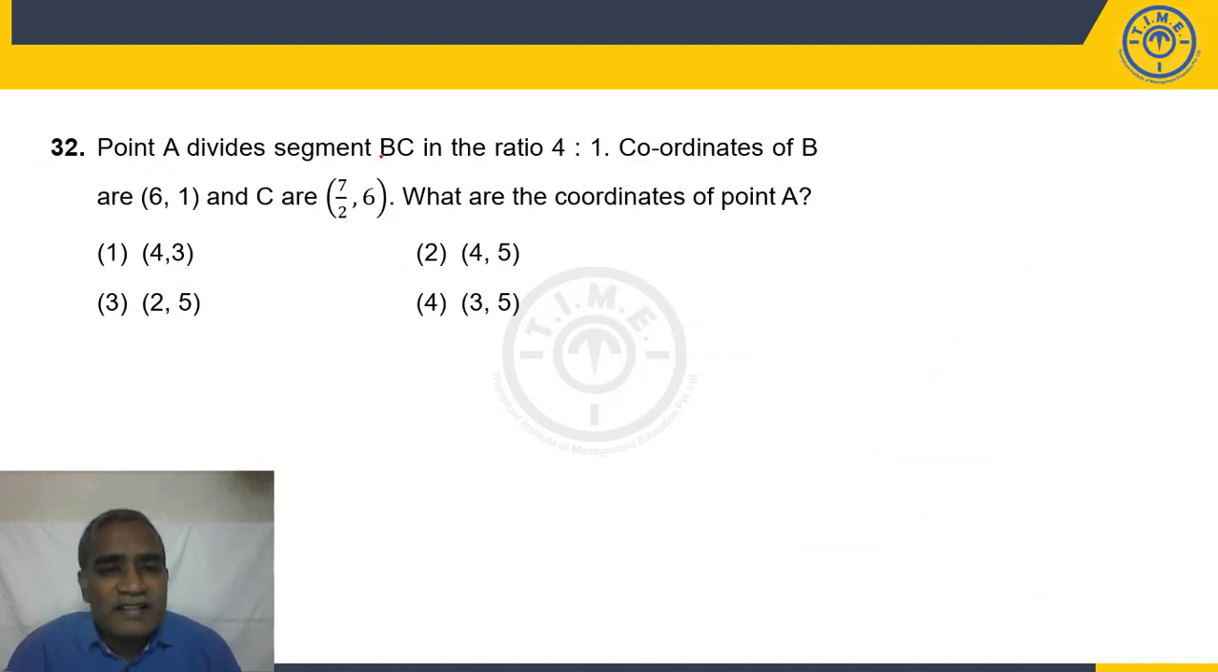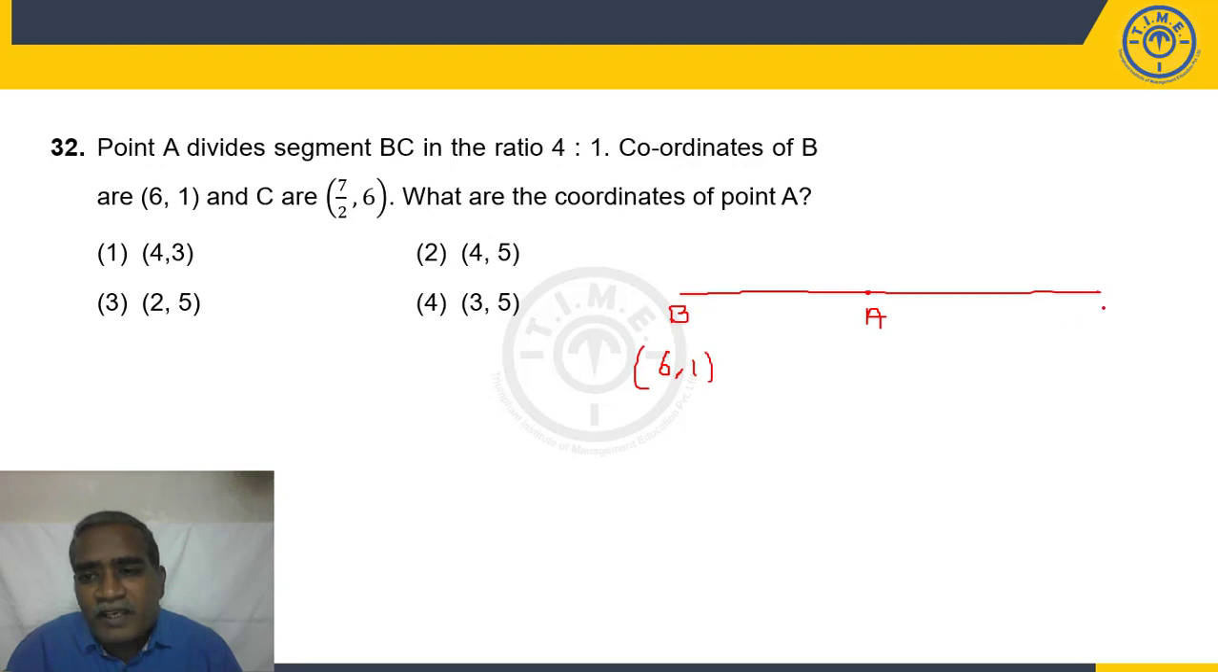Point A divides the segment BC in the ratio 4:1. Coordinates of B are (6, 1) and C are (7 by 2, 6). What are the coordinates of A? This is also I have given the formula. A divides BC, where C is (7 by 2, 6), in the ratio 4:1. If A divides BC in the ratio m:n, then what is the formula? (mx2 plus nx1) by (m plus n), (my2 plus ny1) by (m plus n).